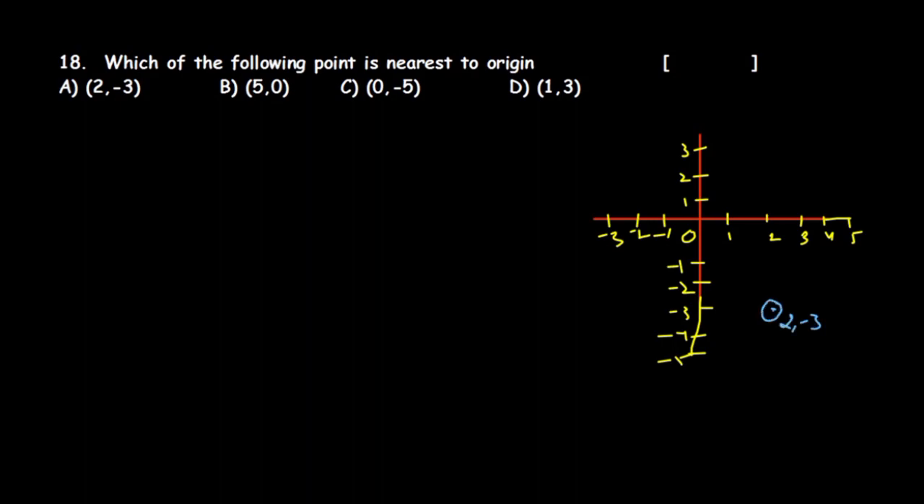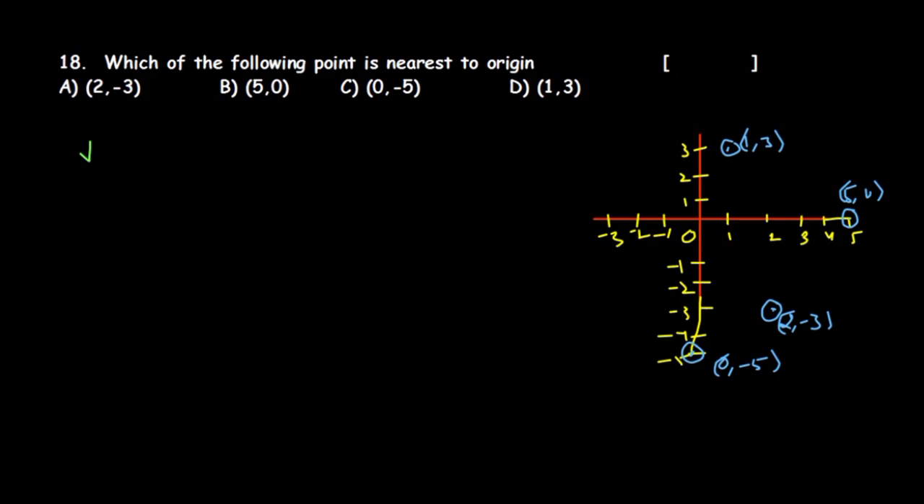2 comma minus 3 is here, and 5 comma 0 is the point on x-axis. Then 0 comma minus 5, x-axis 0, y-axis minus 5. Yeah, this is 0 comma minus 5, and 1 comma 3, x-axis 1, y-axis 3. So this is the point 1 comma 3. Okay, so you can observe which is the nearest to the origin. The point 5 comma 0 is 5 units distance from the origin. Even 0 comma minus 5, that means option C, is also 5 units distance from the origin.